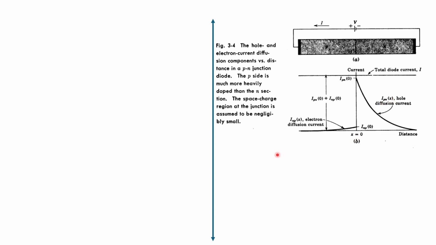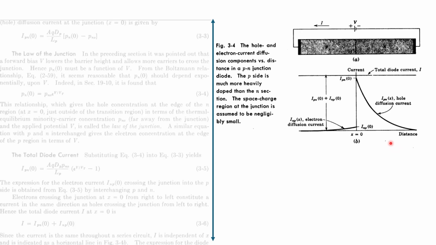So here the hole diffusion is how many holes are going to diffuse. In N type we consider the electrons, and in P type we consider the holes, that is how many electrons are crossing, right? So the hole and electron diffusion current components versus the distance in a PN junction diode, the P side is much more heavily doped as compared to the N side, right?